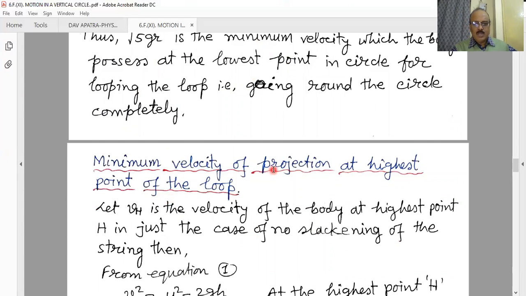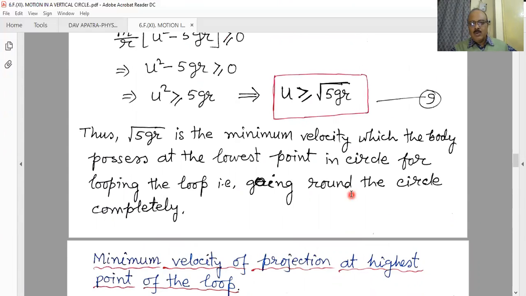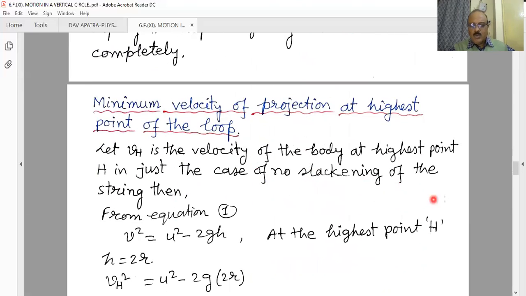Now, what will be the minimum velocity of projection at the highest point of the loop? When the velocity at the lowermost point, the L point, is root over 5gr, at that time what will be the velocity in such type of motion? What will be the velocity at the H point? For that, we can calculate it. Let VH be the velocity of the body at the highest point H, in just the case of no slacking of the string.